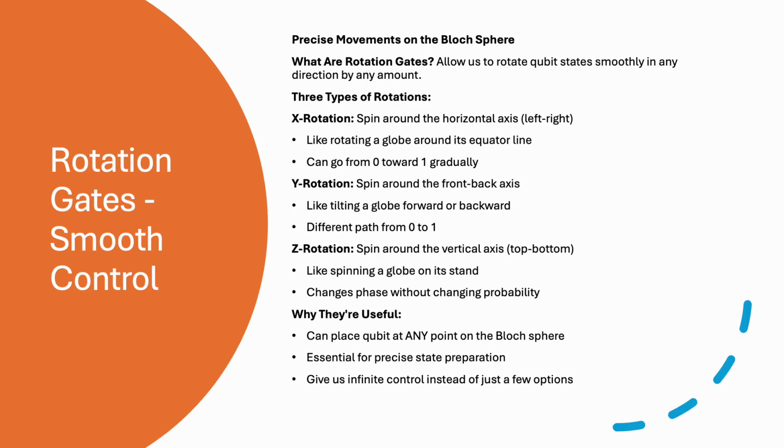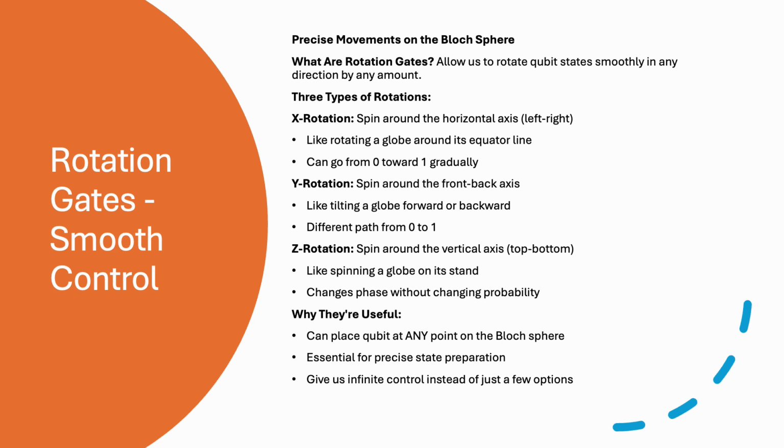While gates like Hadamard and Pauli gates move qubits between specific discrete states, rotation gates give us smooth, continuous control over qubit states. These gates allow us to rotate a qubit state on the Bloch sphere by any angle we choose, not just fixed amounts like 90 or 180 degrees. This precision is crucial for many quantum algorithms, and for preparing specific quantum states.